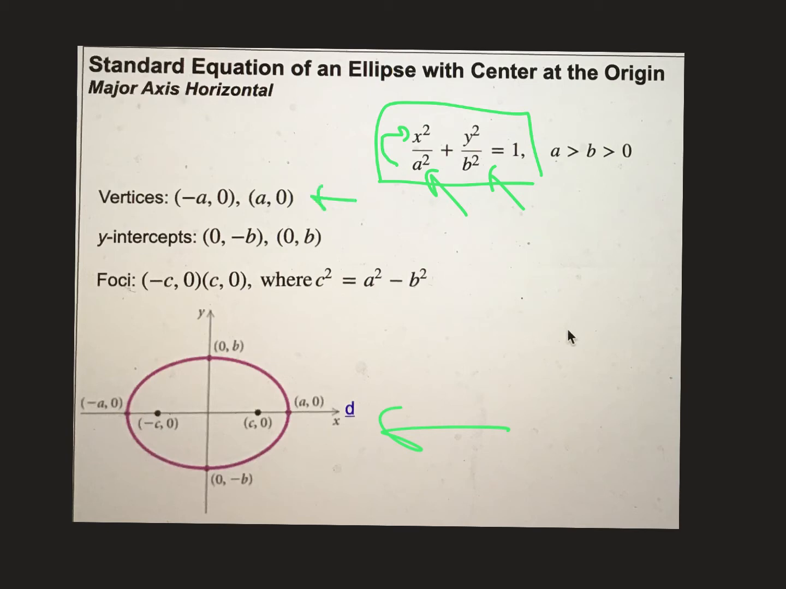The vertices are plus or minus a, which is the square root of what's under there. The y-intercepts are plus or minus b, which is what's underneath the y. The way you find the foci all day today is c squared equals a squared minus b squared. You need to get that down somewhere. The foci are always c away, see the foci right here? Plus or minus c. And the way you find c is a squared minus b squared.